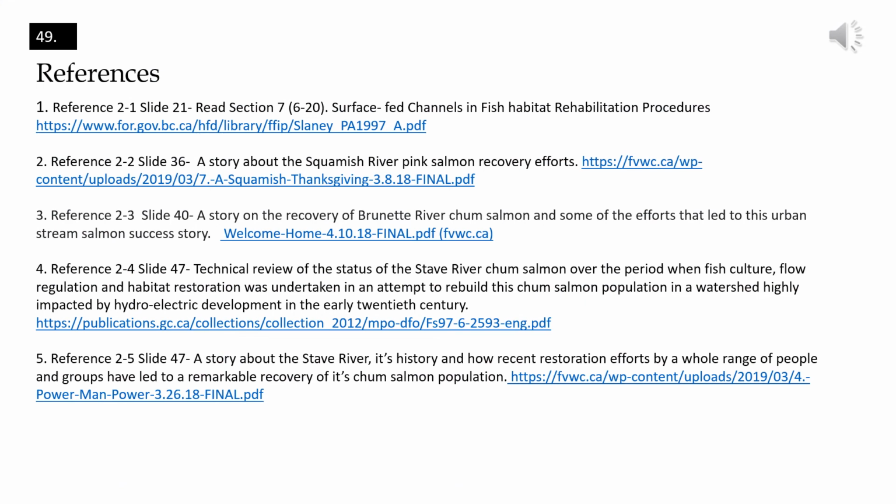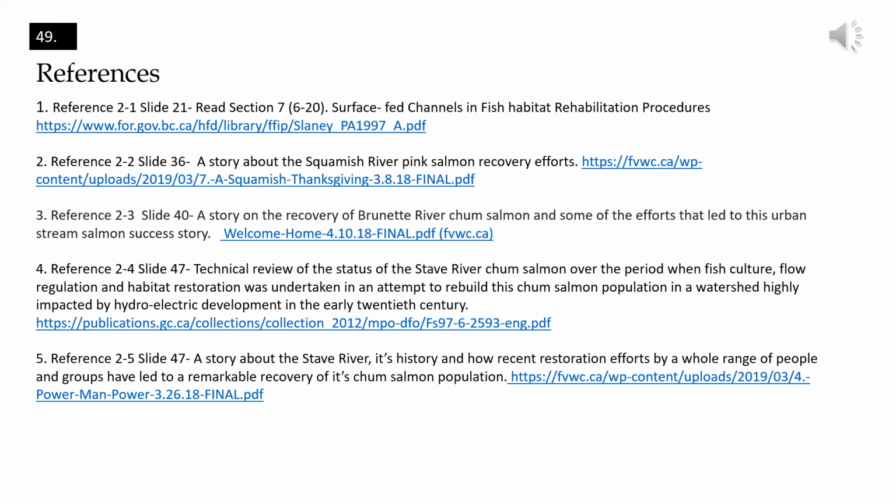So we have provided a list of references, and there's a link to the various reports we've talked about during this lesson 2. The first reference is a link to the fish habitat rehabilitation procedures and directs the students to read section 7, pages 6 to 20. The second reference is a story about the Squamish River pink salmon recovery efforts. Reference 3 is a story on the recovery of Brunette River chum salmon and some of the efforts that led to this urban stream salmon success story.